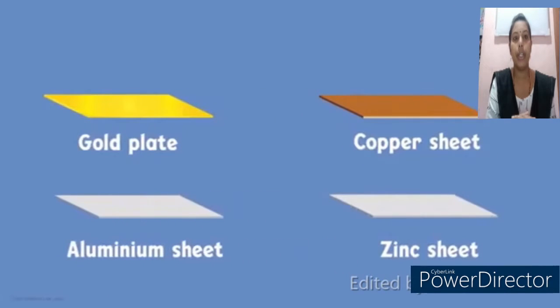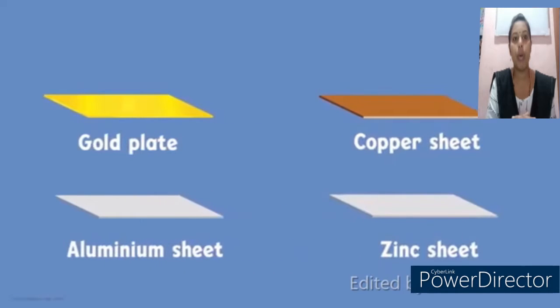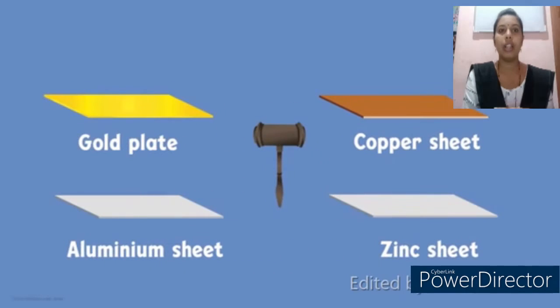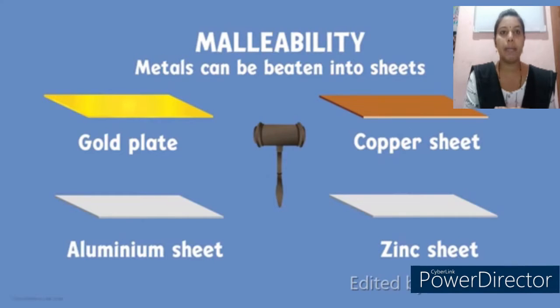How do you think huge aluminum sheets are made? Or sheets of copper or zinc? If I take a hammer and beat them, will they break? Or will they turn into sheets? It is the amazing property of metals to be beaten into sheets, and we call this property of metals malleability. Most metals can be beaten into thin sheets.